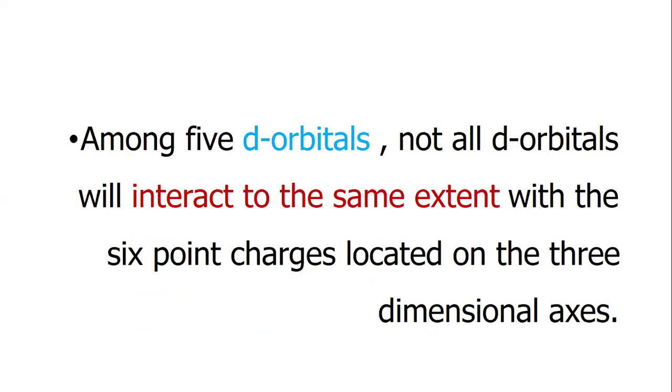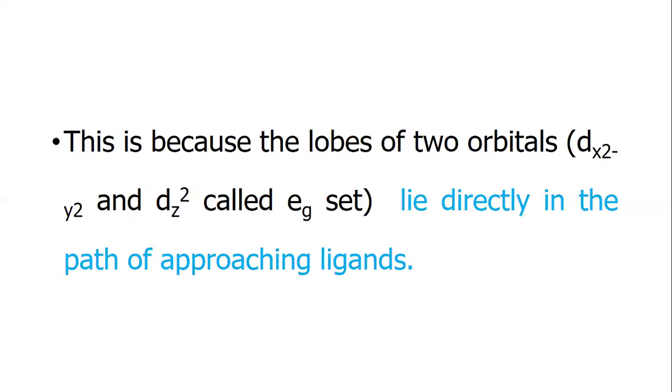Among the 5 d orbitals, not all interact to the same extent with the 6 point charges located on the three-dimensional axes. This is because the lobes of two orbitals, dx square minus y square and dz square, called the eg set, lie directly in the path of the approaching ligands.